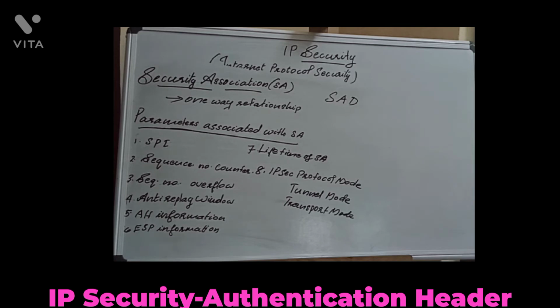This parameter, IP security protocol mode, specifies in which mode AH and ESP will be implemented, tunnel mode or transport mode. Okay, these are the different parameters associated with security association. These are maintained in the security association database.